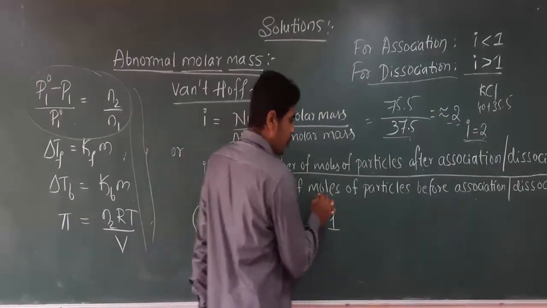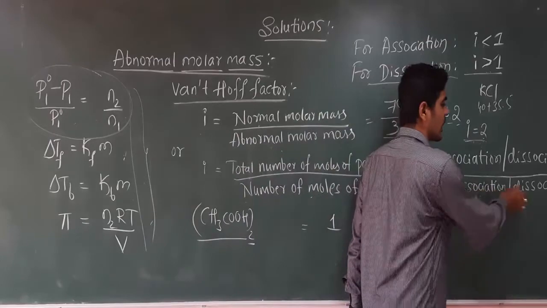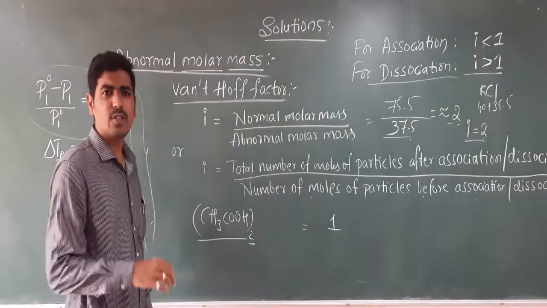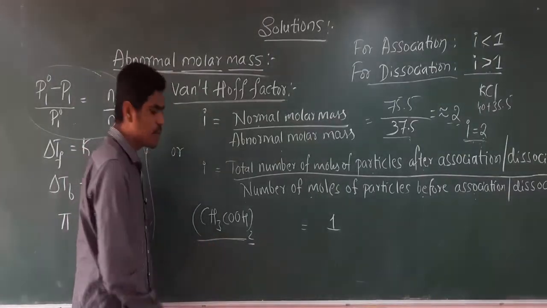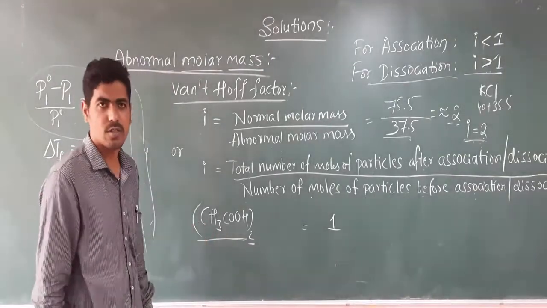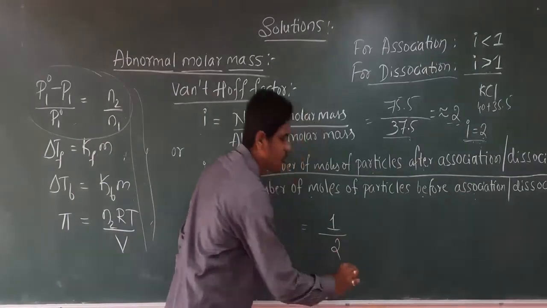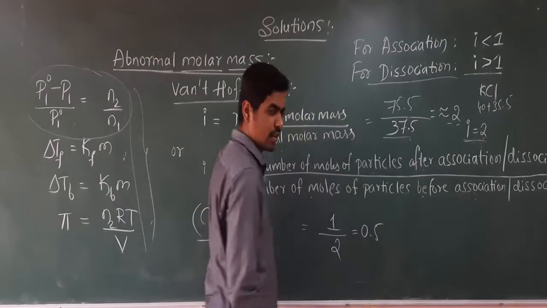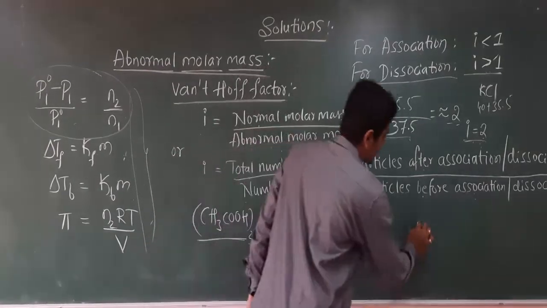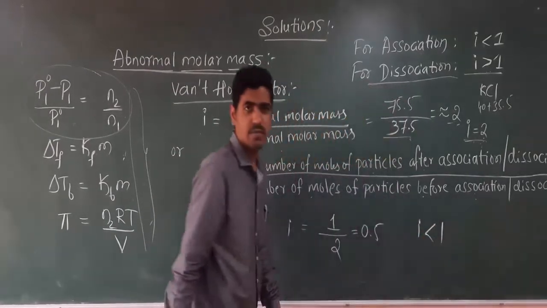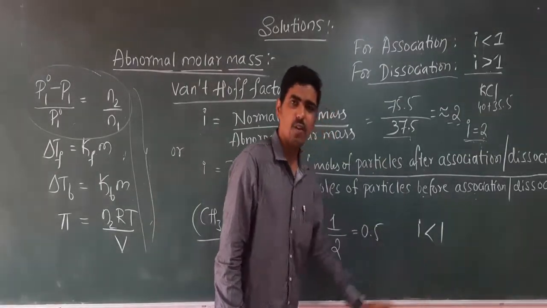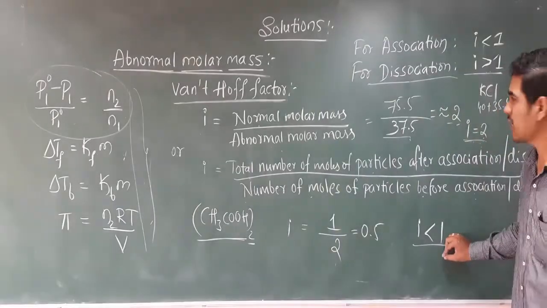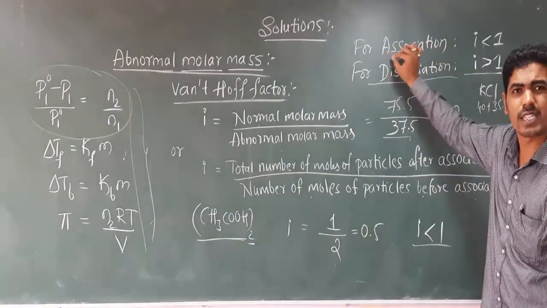Now, number of moles of particles before association or dissociation. Before adding it to the benzene, how many acetic acid molecules are there? 2 molecules. So, divide 1 by 2. So, how much will you get? That is 0.5. So, i value is less than 1. Here you get less than 1. So, what does it represent? i is less than 1 means it will undergo association.